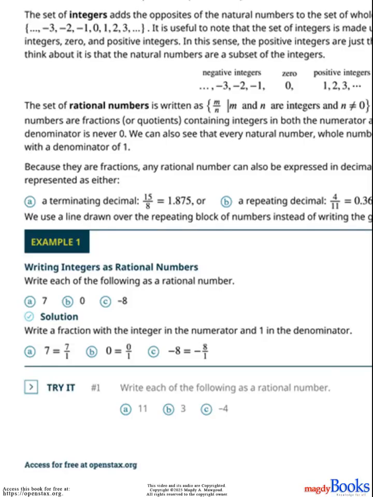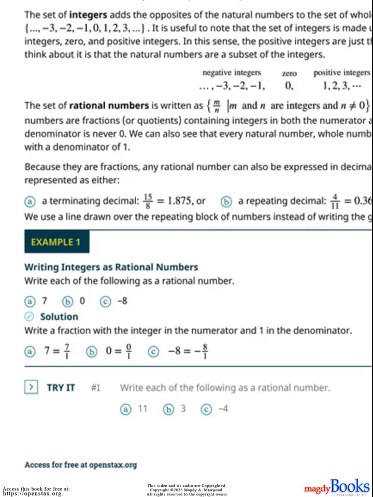Write each of the following as a rational number. A. 7. B. 0. C. -8. Solution. Write a fraction with the integer in the numerator and 1 in the denominator. A. 7 equals 7 over 1. B. 0 equals 0 over 1. C. -8 equals -8 over 1.